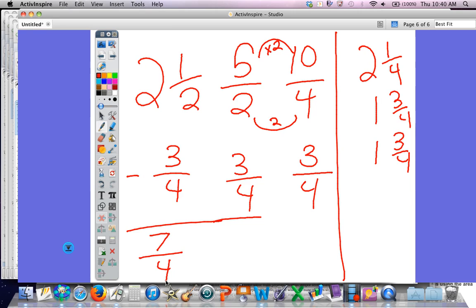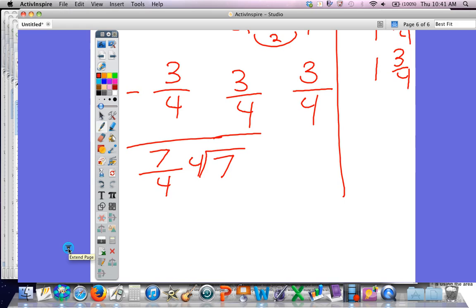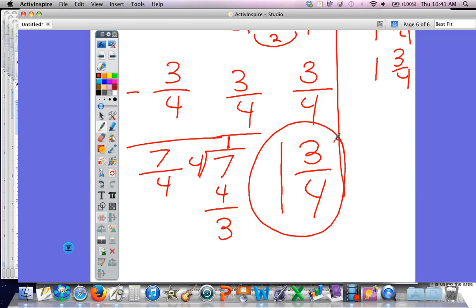Because when you turn this improper fraction back into a mixed number, you're really just practicing division, correct? 7 divided by 4. 4 divides into 7 how many times? 1. And 3 are left over. The number on the top is your whole number. The remainder is your numerator. The number over here is your denominator. So that is your answer.